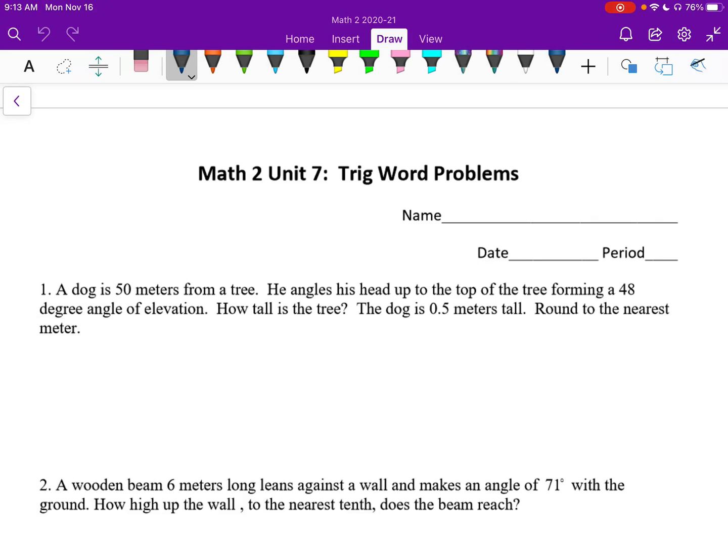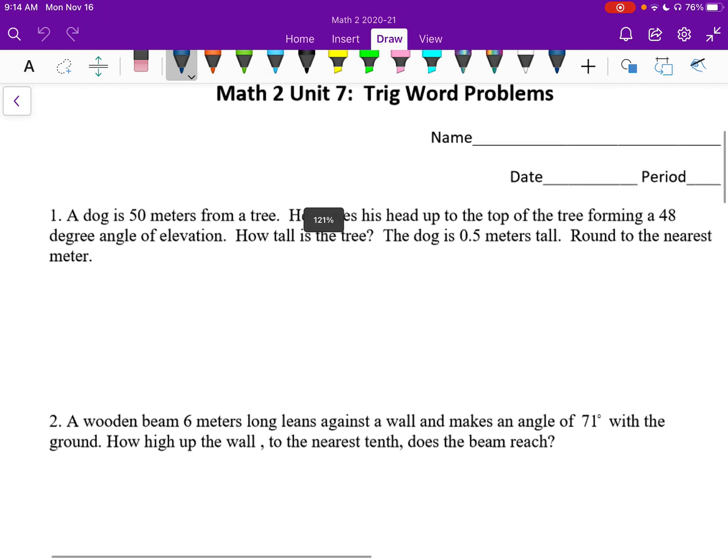All right, word problems. Now, I'm not going to deny that some of these problems are a little bit confusing and they kind of stretch our thinking, but we'll be able to get through them.